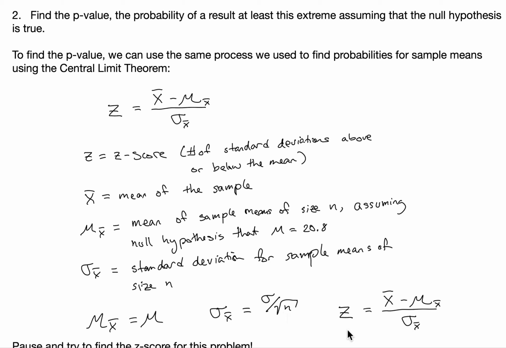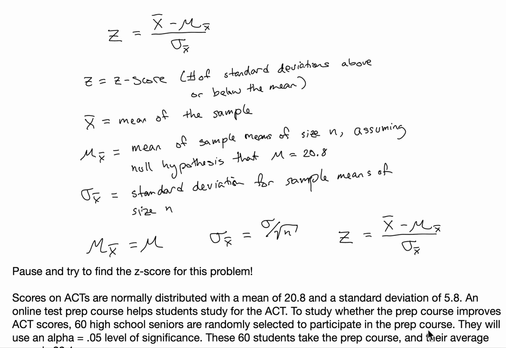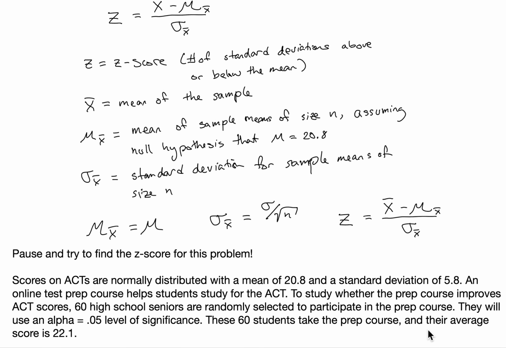And yes, so we're still going to find the z-score, and that's the sample mean minus the mean for the population over the standard deviation for the sample means. Since this is something we've done before, I'd like you to try to pause and try to find the z-score for this problem. Here are the details again, with all the details of the problem here. So do pause for a moment, try this out, and then I'll work through it in just a second.